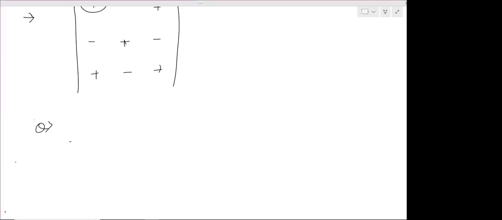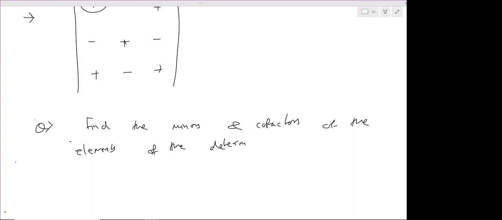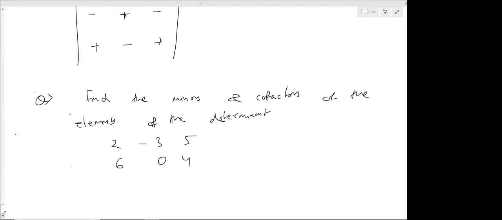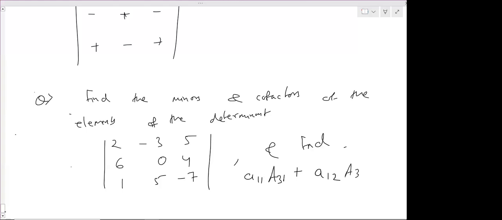Please solve this question. Find the minors and cofactors of the elements of the determinant: 2, minus 3, 5; 6, 0, 4; 1, 5, minus 7. Find A11 into A31 plus A12 into A32 plus A13 into A33.